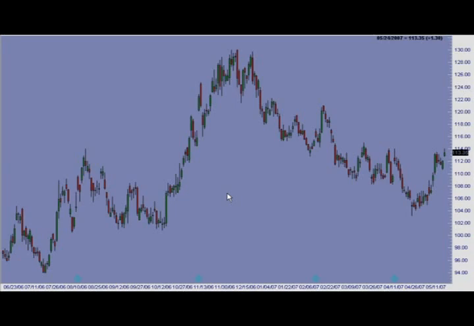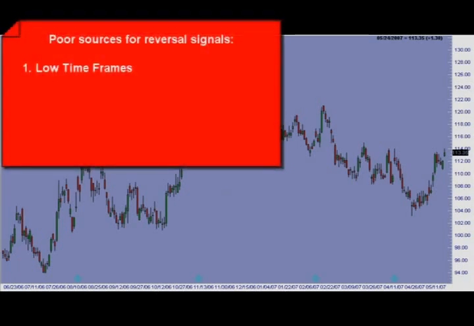Now that we've considered good sources for determining strong reversals, let's look at the other side of the coin and consider some that are poor or weak choices so that we can avoid using them. The first area of concern is that of using a low time frame to determine your reversals. And that can include the one that's being traded.